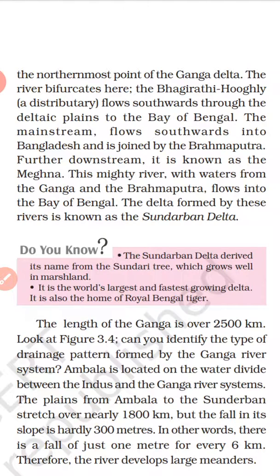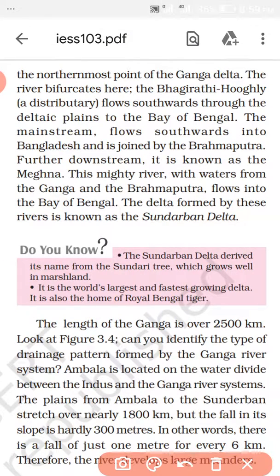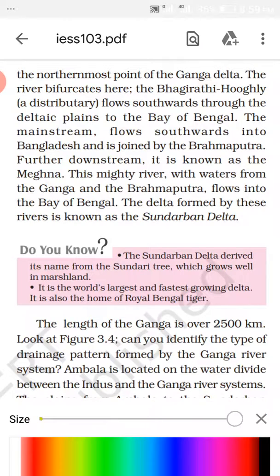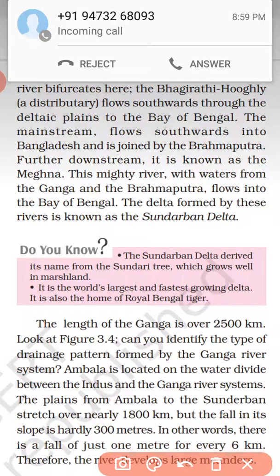At the northernmost point of the Ganga delta, it joins the river Brahmaputra, and finally it joins the Bay of Bengal. Before the river Ganga joins the Bay of Bengal, it meets the river Brahmaputra, before it enters West Bengal.